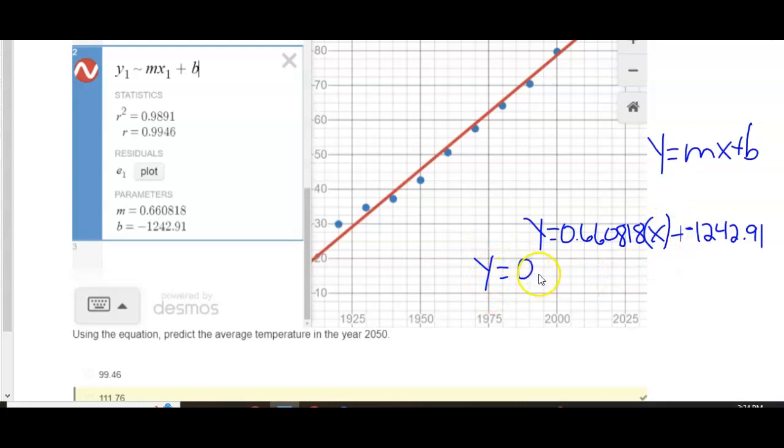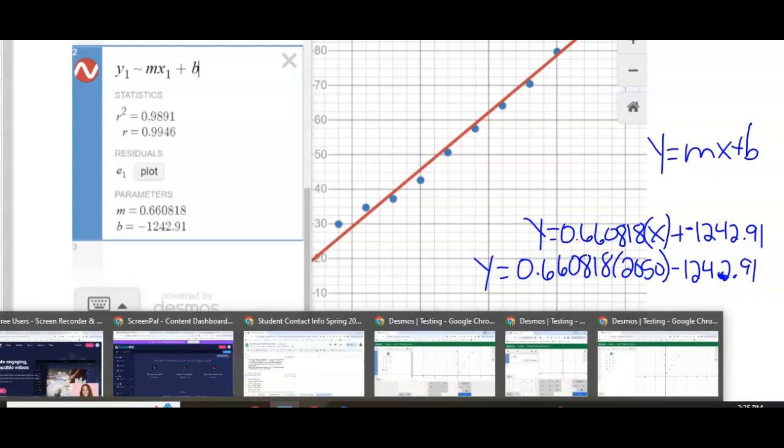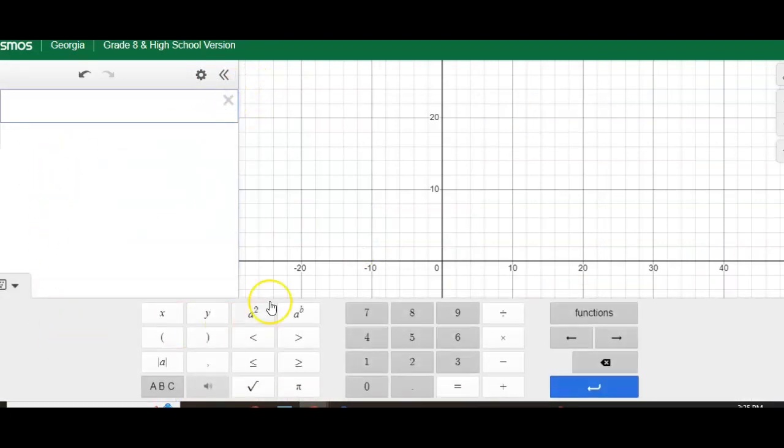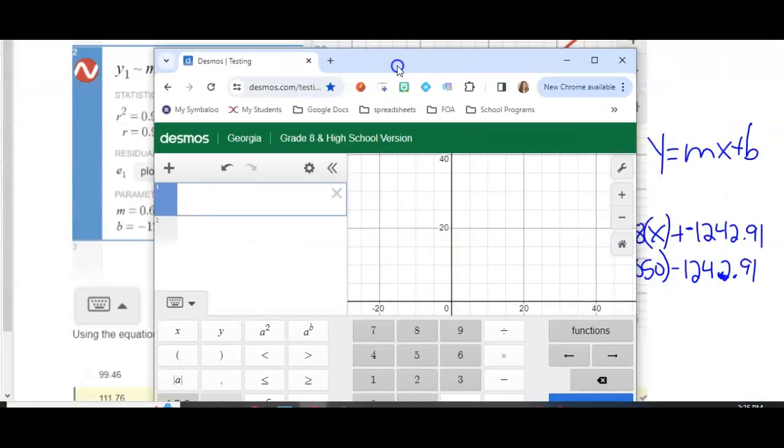So we can say, and instead of putting x, we're going to put year 2050 minus 1,242. Oops, got decimals in the wrong spot. 0.91. So we could go to our calculator, and this is how you would find the exact answer. You would type in, and let me make this smaller so I can see what we wrote.